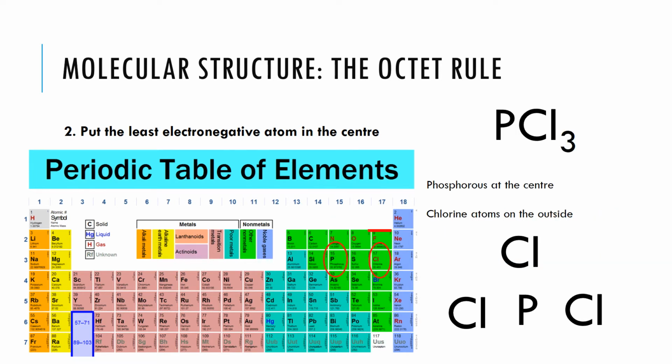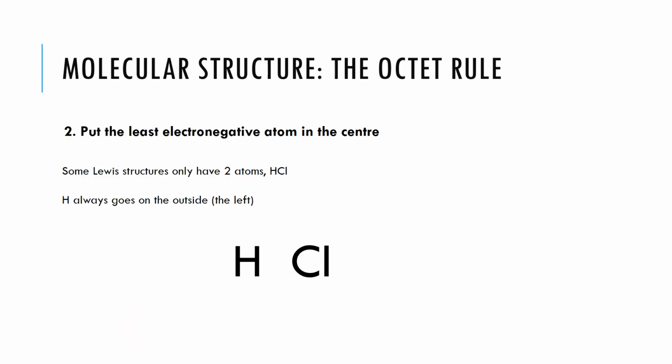We can do exactly the same with phosphorus trichloride, PCl3. Phosphorus will sit at the center of this molecule, being less electronegative than the chlorine atoms. And interestingly, some Lewis structures will only have two atoms. So for example, hydrochloric acid, HCl. There's a fail-safe method here. You've just got to remember that hydrogen will always go on the outside, on the left of the molecule.